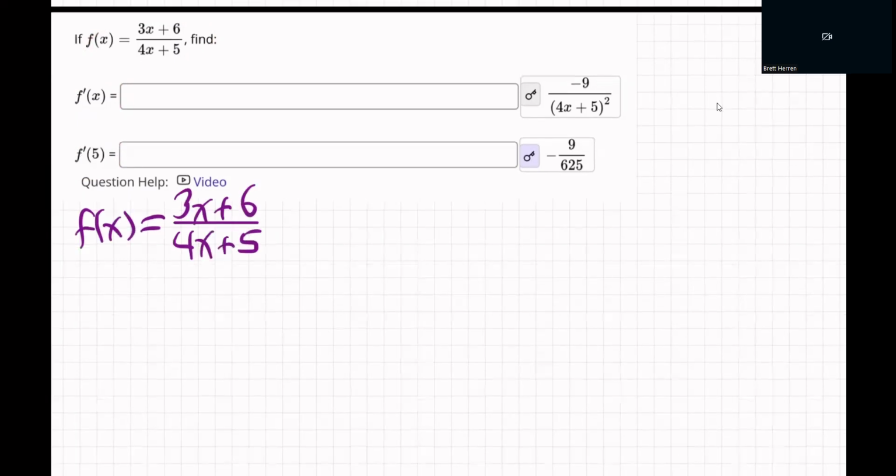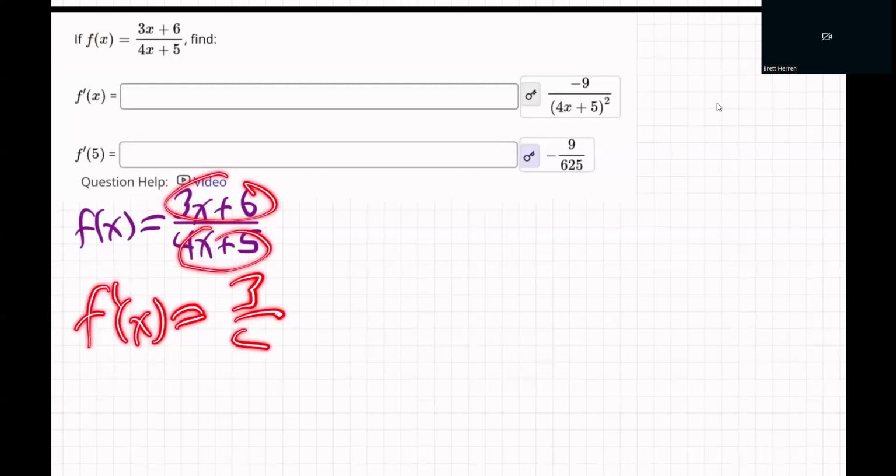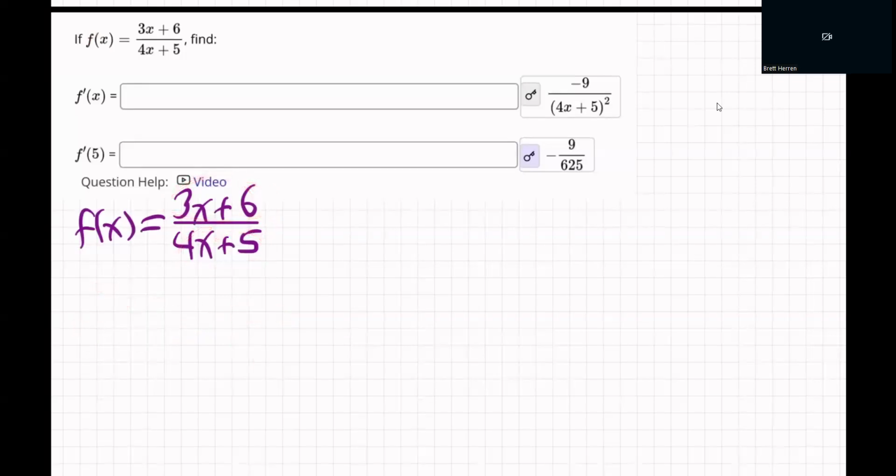So now you might think, you can tell by my tone it's wrong, that we can take the derivative by just doing the derivative of the top, that'd just be 3, and the derivative of the bottom, just be 4, we're done. No, you can't do that. There's a whole special rule for when two functions are divided.